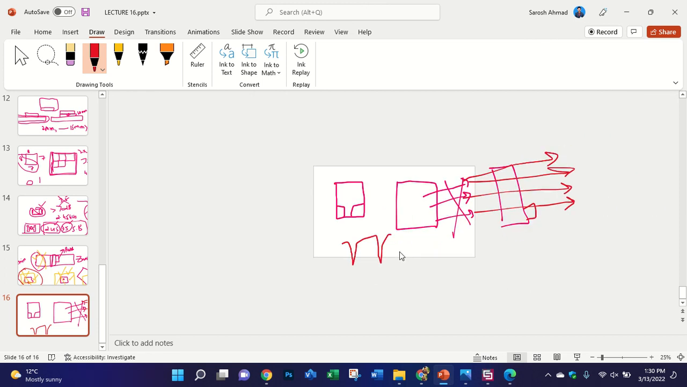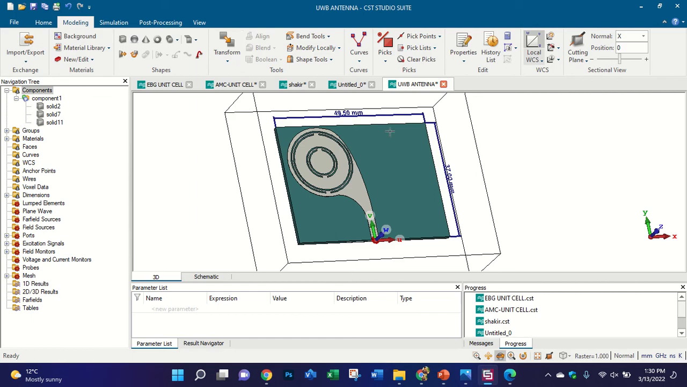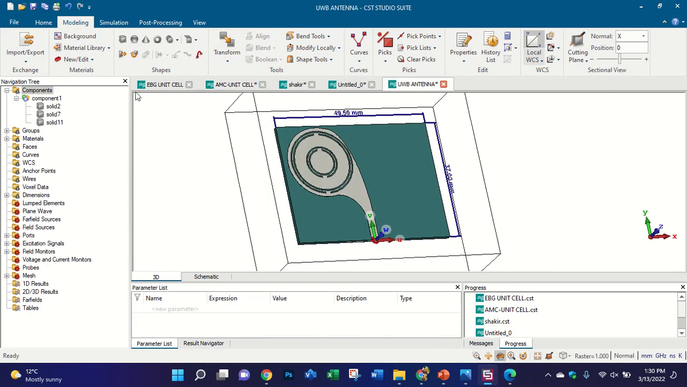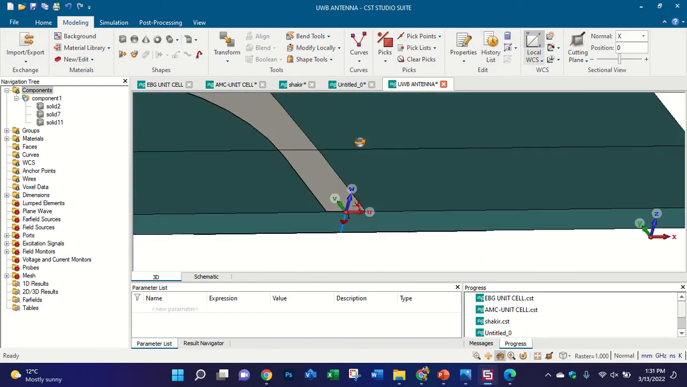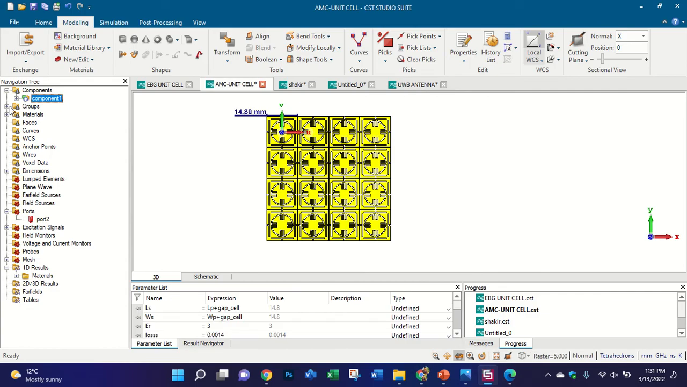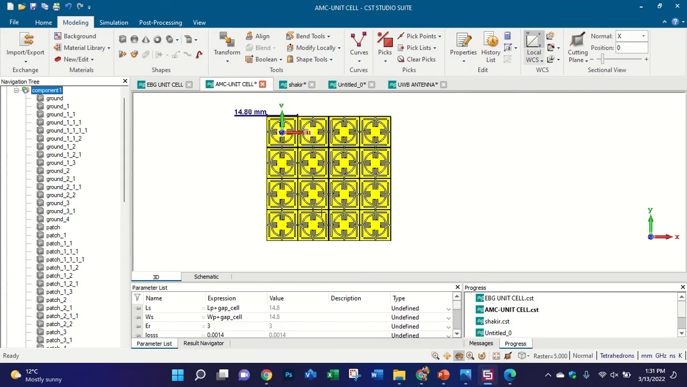Maybe I can answer in another way. Suppose, okay, now let's paste this one, then I will let you know. So this is at the center, I mean at the edge of this antenna. And we have an AMC plane here. Let me select the center.